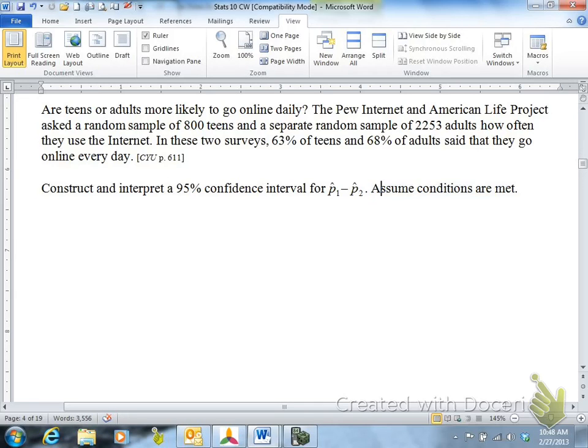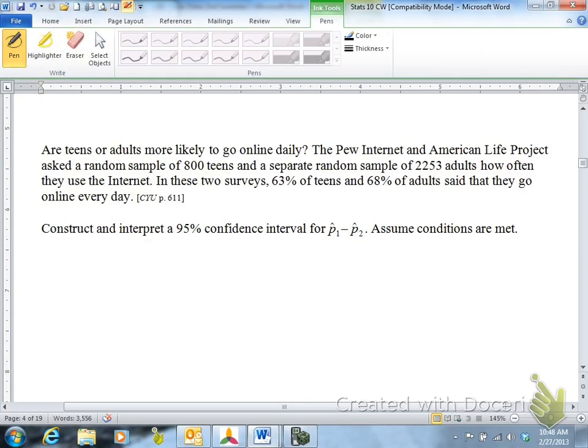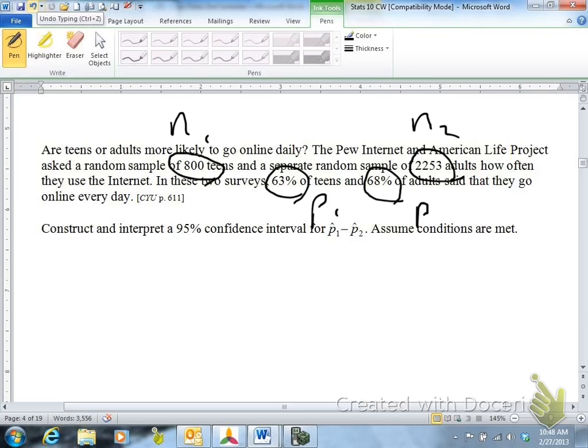If the substitute will pause this video, or if you'd like to pause this video, first try to identify what N1 and P1, N2, and P2 are. I hope that you found that N1 is the number of teens, P1 is the percent of teens who go online every day, N2 is the number of adults, and P2 is the percent of adults. Now see if you can plug these numbers into the formula and make a 95% confidence interval for the difference of the proportions. Please pause this video.